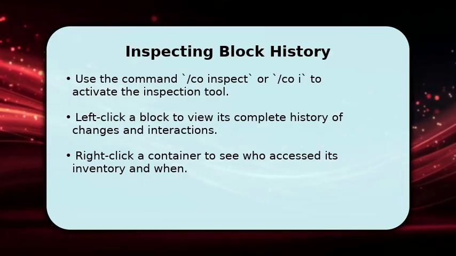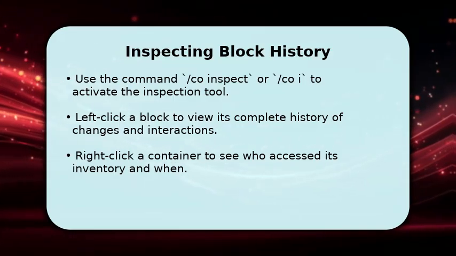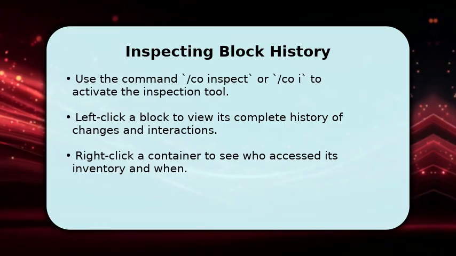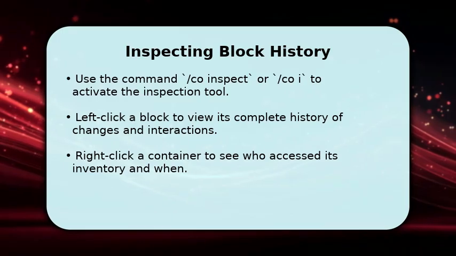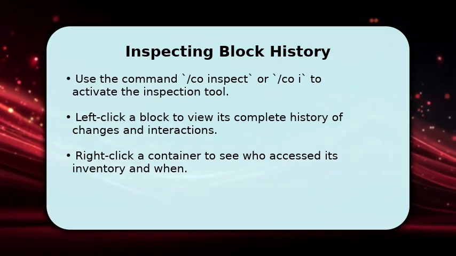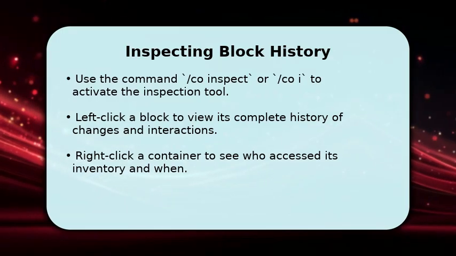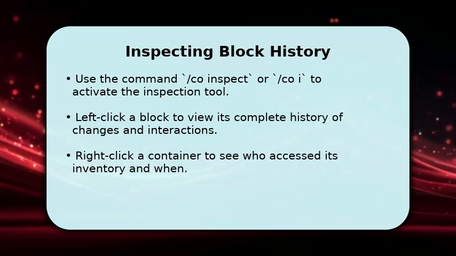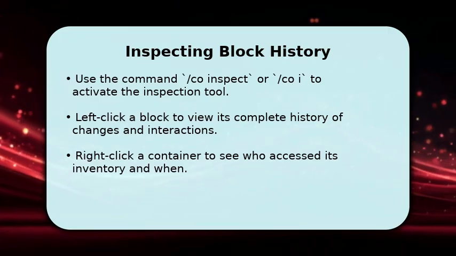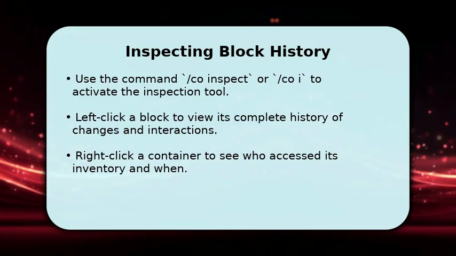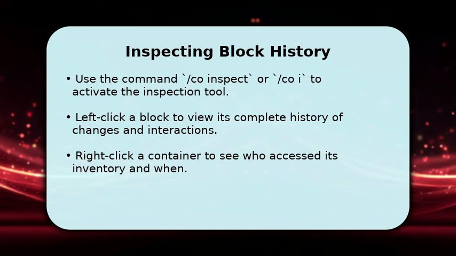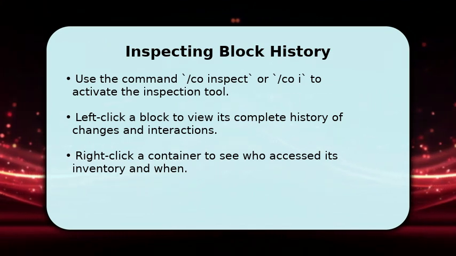To begin, simply type /co inspect or the shorter /co i into your chat. This activates a special inspection mode. With this mode active, you can left-click any block to instantly see its entire history, including who placed or broke it and when. Right-clicking a container like a chest will reveal who accessed its inventory and what items were moved. It's a powerful way to see exactly what happened.